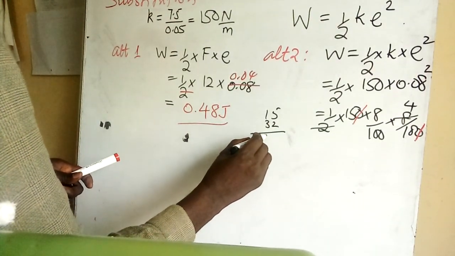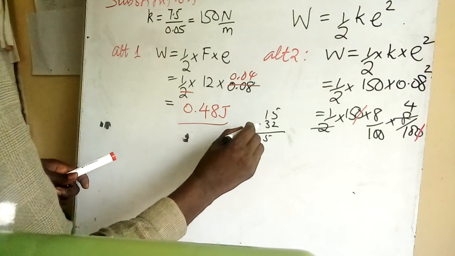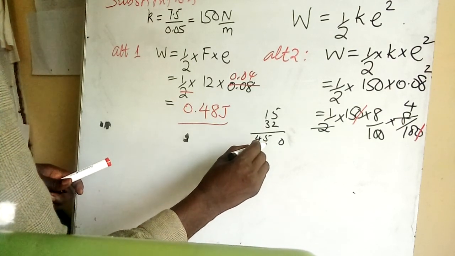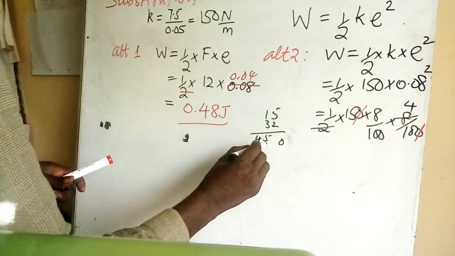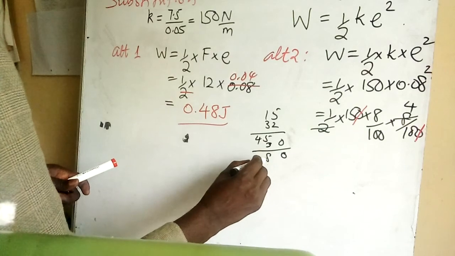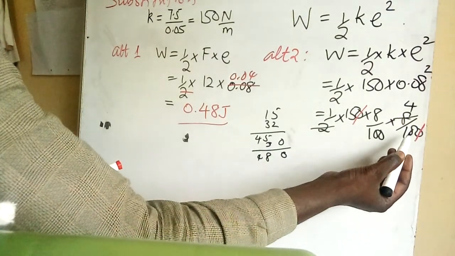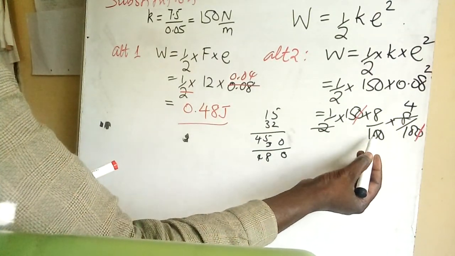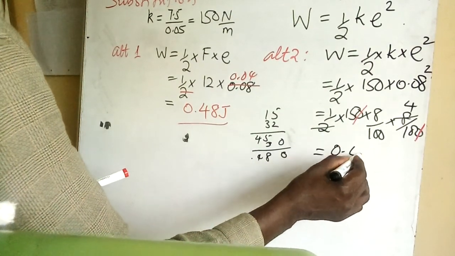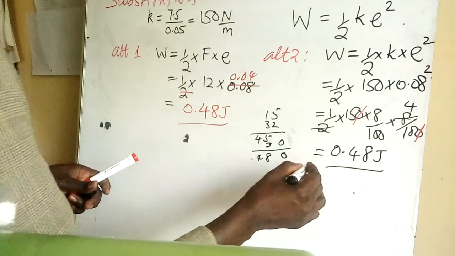This and this is 15. This and that 4. This and that 10, this and that 2, and then plus 1, 3. So 0, 8, 4, and then how many decimal places? 1, 2, 3. So we are getting 0.48 joules.